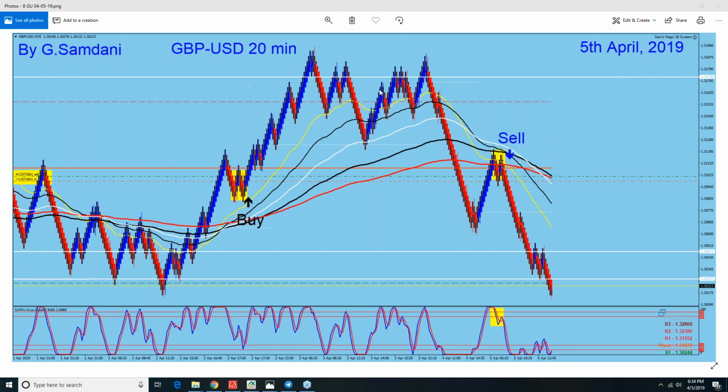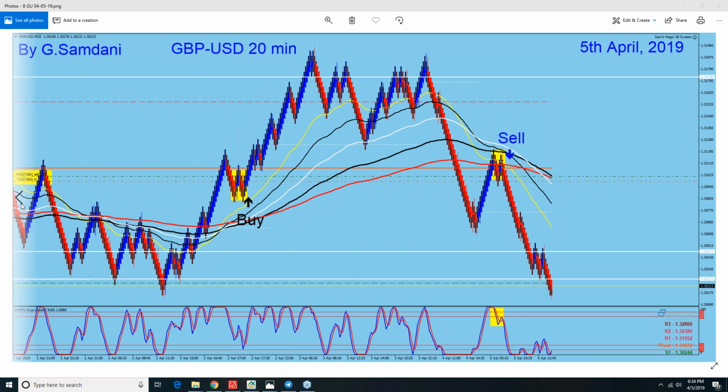Hello everyone. This is my GBP/USD trade on April 5th, using my Magic IV system. You can see the entry is here, the trade is here. SL moved to break even. This is one other trade, starting from today.